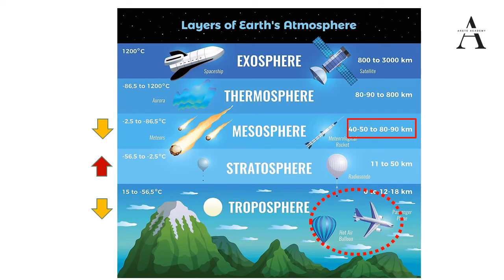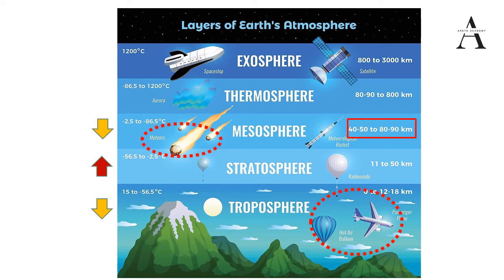In the mesosphere, one of the important things which happens is you will find meteors. Here, the rocks or asteroids which are falling on the Earth burn up in this layer of the atmosphere, and thus they form meteors.